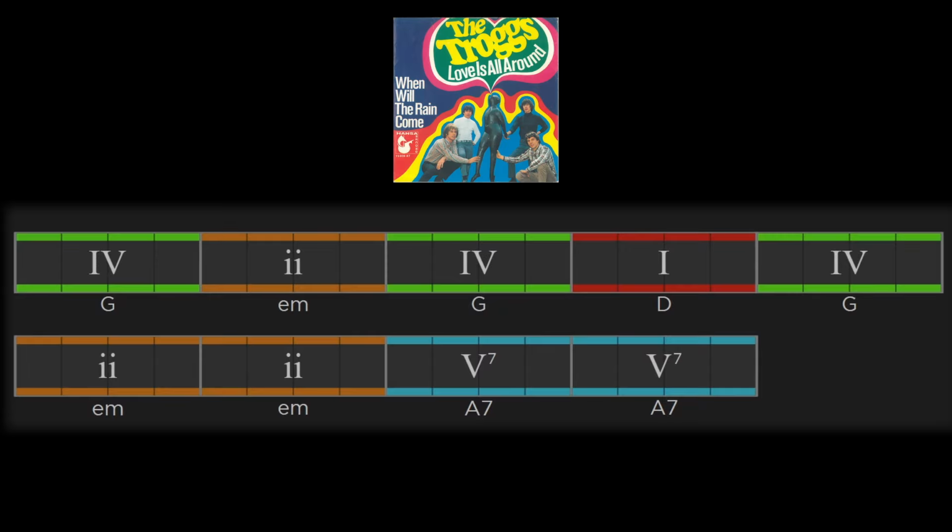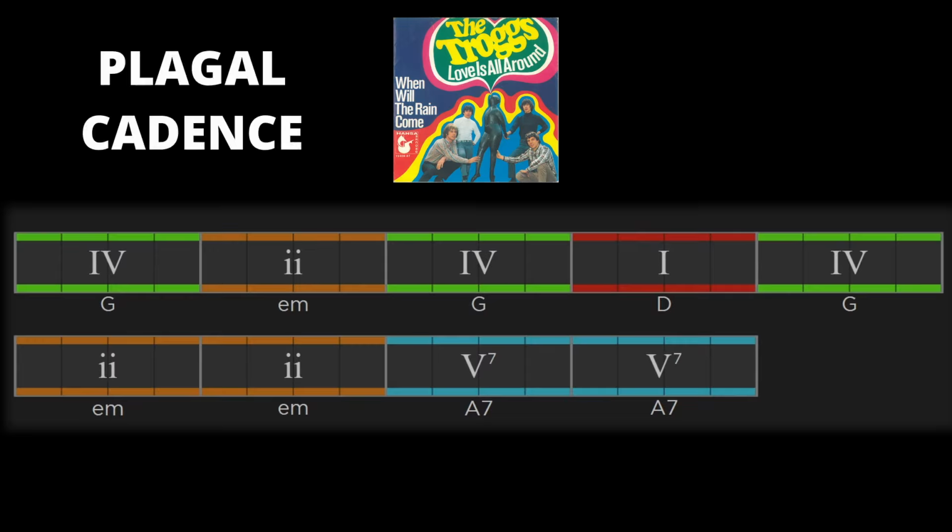The chorus uses only 4 chords over 9 bars. The chords change at the same rate of once per bar throughout. The first bar starts with the 4 chord, G major, then it moves to the E minor, 2 chord, before returning to the 4 chord. A plagal cadence is then heard when the song uses the 1 tonic chord, D major, in bar 4.